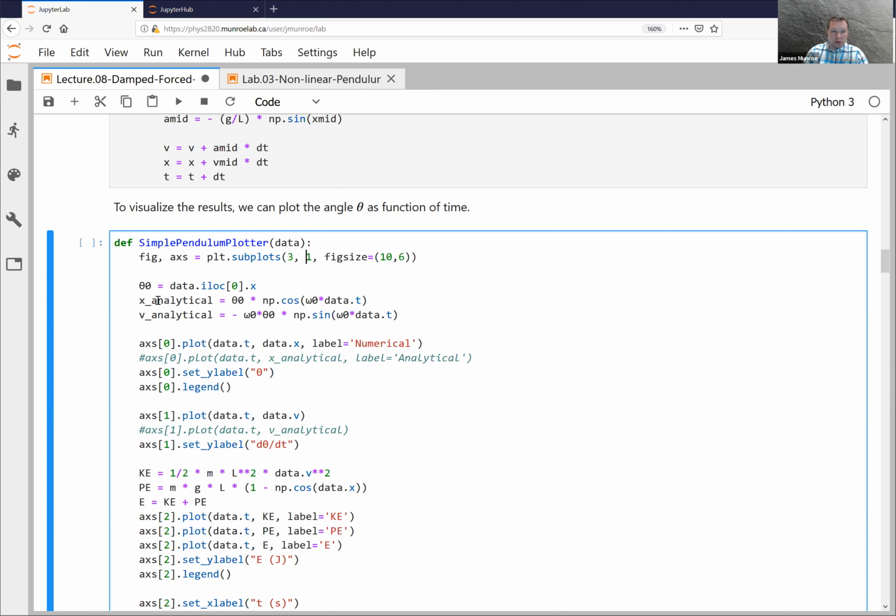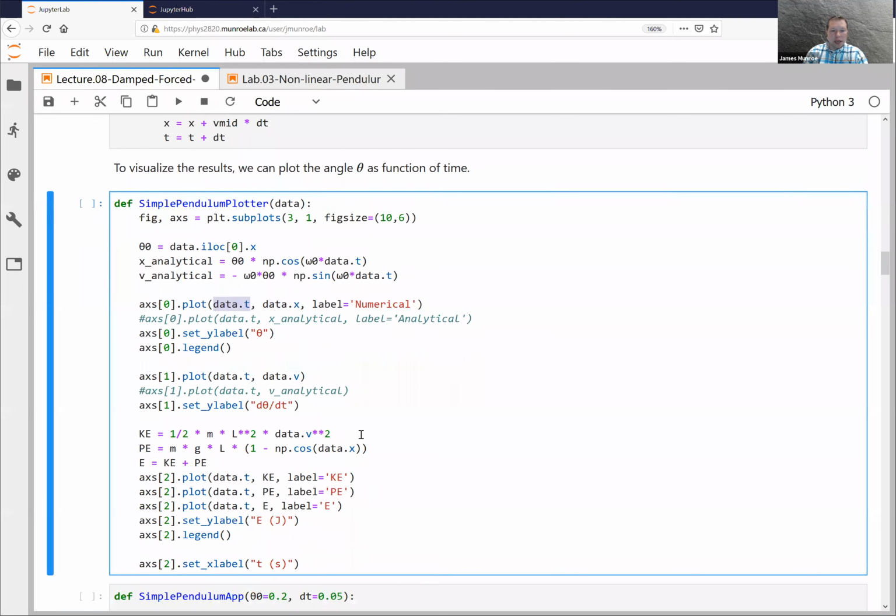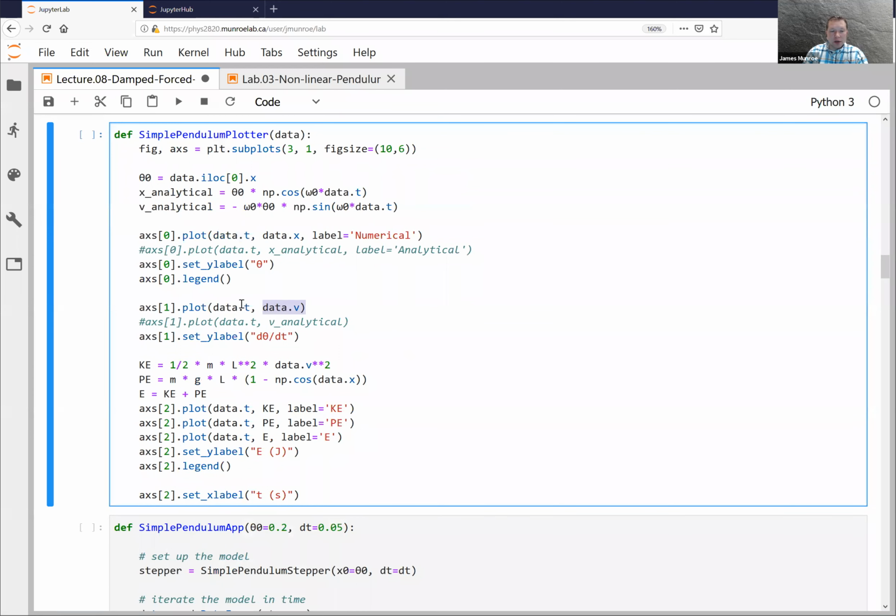To plot this, there's a lot of extra code in here, but I'll focus on the important bits. We're passing in the results of our stepper, something we've iterated through. I'm going to plot in the top block X on the vertical, T on the horizontal, and give it a label. In the middle block, I'm going to plot V versus T. And then I'm going to calculate the energy, as we've done before. Calculate the kinetic energy, calculate the potential energy, and put them all together.